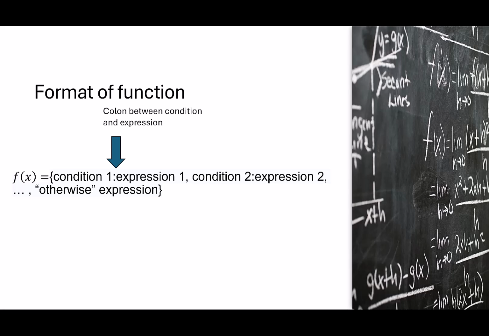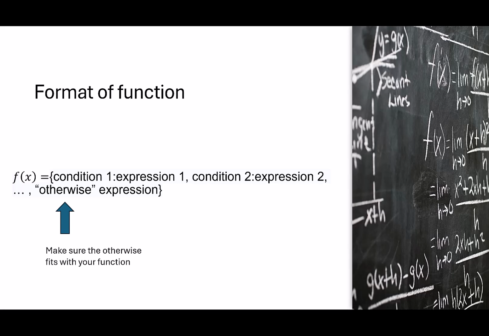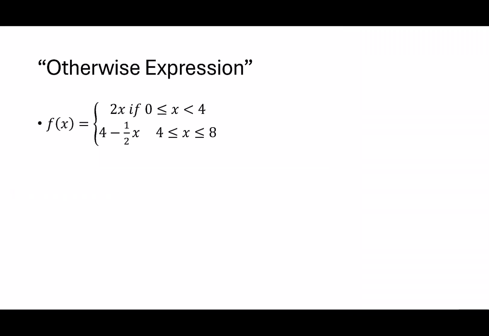I want to point out a few things that are really important. Make sure you use the colon between the condition and the expression, and then we use a comma between the pieces of the function. I also think you need to be really careful with the otherwise because you need to make sure that it fits with the function that you're graphing. If your function has a restricted domain, the otherwise expression might give you an incorrect graph and might go on both sides of the graph or fill in parts that really weren't defined in your function, so be careful with that piece.